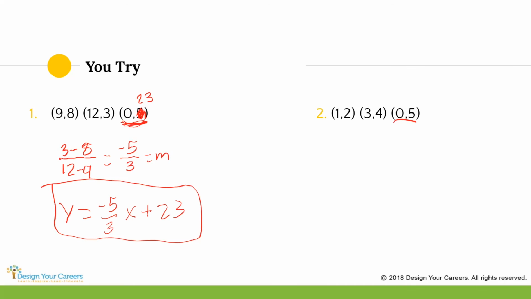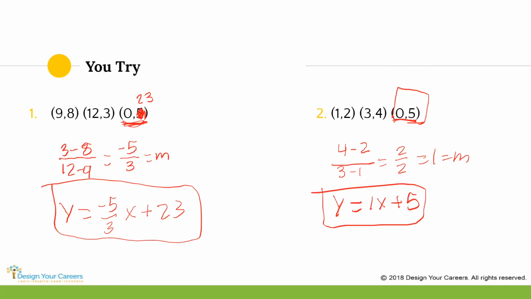Now for the second one, when we find the slope, we do 4 minus 2 divided by 3 minus 1. You end up getting 2 divided by 2, which we know is 1, which is our m value, all right? Now we also know that our x-intercept value is 5, so the equation will end up being y is equal to 1x plus 5, all right? So this equation actually won't work graphically, but since we're given the points, logistically this would work. But if you were to put this through Desmos or a graphing calculator, these points would not be applicable to that.